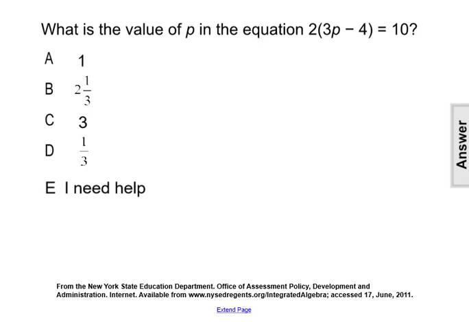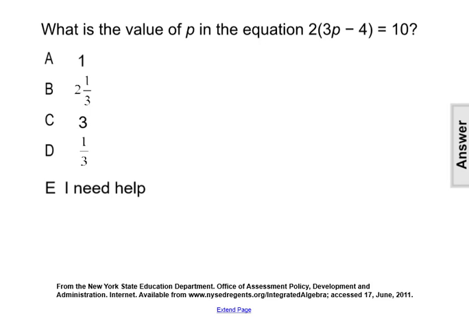What is the value of p in the equation 2 times the quantity of 3p minus 4 equals 10? So when we're asking for the value of p in the equation, you're asking what value will make that equation true, and that's a solution. We're asking to solve for p.